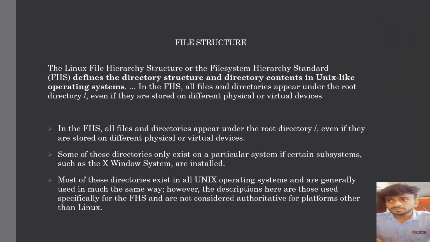Here is the last topic, file structure. The Linux file hierarchy is structured on the File System Hierarchy Standard, which defines the directory structure and directory contents in Unix-like operating systems. In the FHS, all files and directories appear under the root directory even if they are stored in different physical or virtual devices. Second, some of those directories only exist on a particular system if certain subsystems such as the X Windows system are installed.